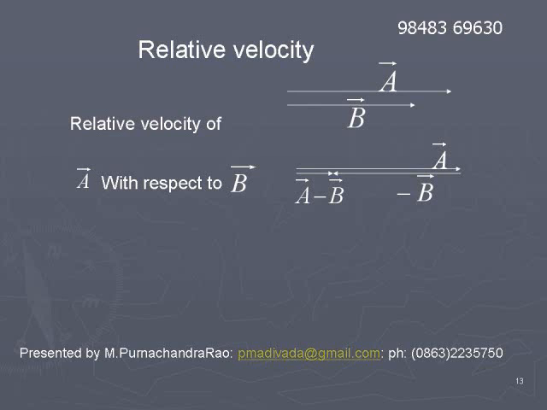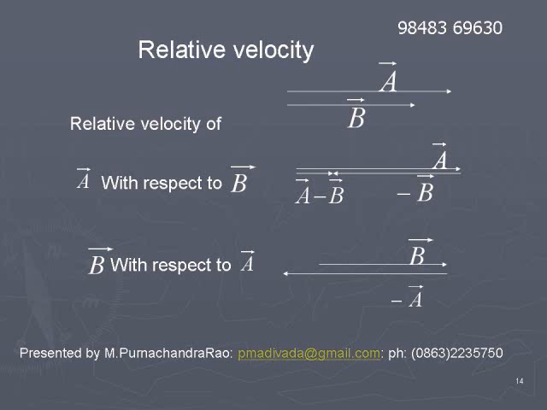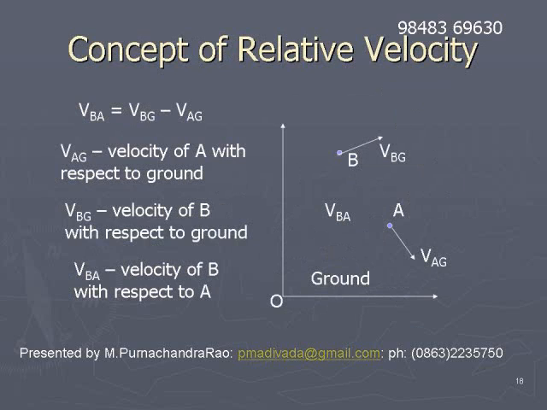Suppose you want B bar minus A bar, the relative velocity of B with respect to A. First construct the vector B bar. From the head of B bar, construct the minus A bar vector. Then we will be left with a small vector to the left, which is B bar minus A bar. So whenever you want a relative velocity or relative vector, first take the vector and subtract the other vector with respect to which the relative vector is required.